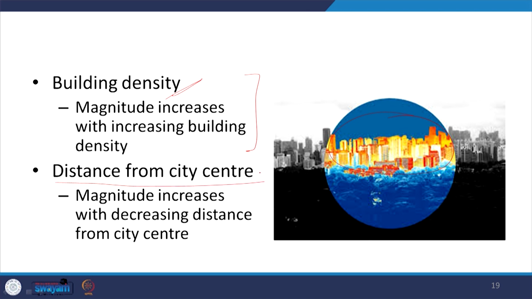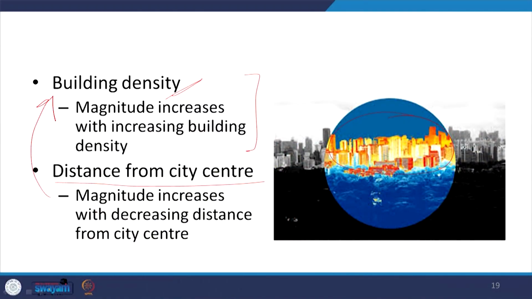And that is reflected in the distance from city center. Usually the city center is the area where you find higher building density, because everybody wants to be close to the city center, because that is the economic hub and that is the activity hub. So, it directly affects the building density. Closer to the city center usually implies higher building density and then higher magnitude of urban heat island.